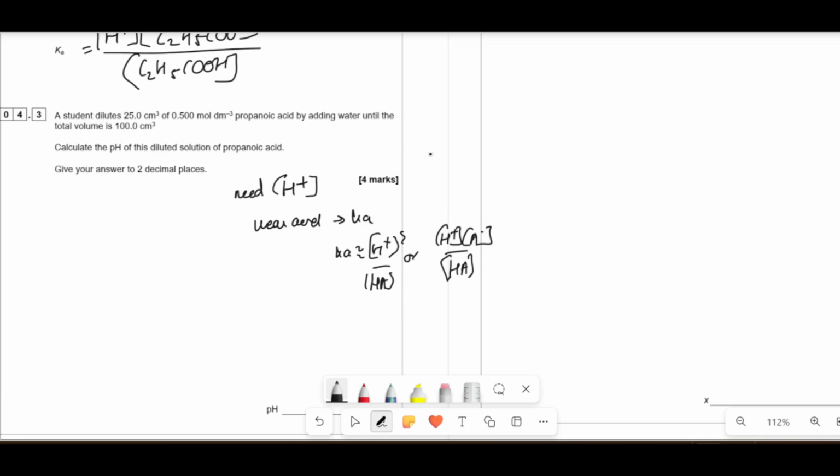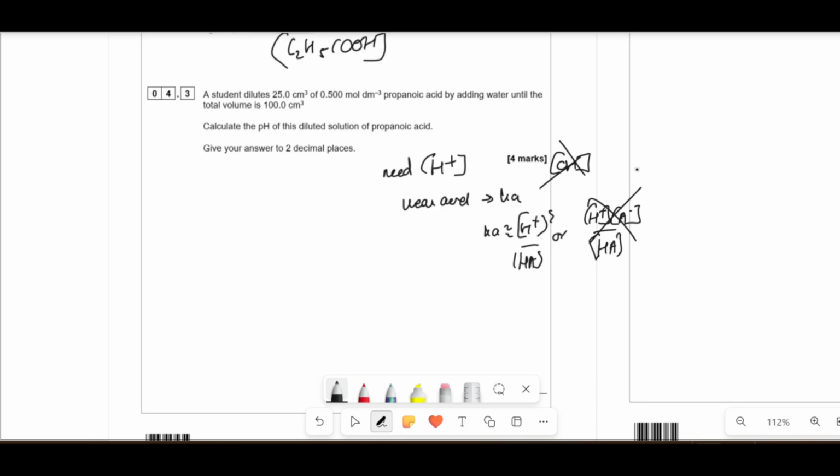Is there any salt in this? No. No salt. If you see OH in the formulas, like Kw, then it means there's base in it. No base. So the one we're going to have to use is this. The problem, though, is that they've now added water and tweaked the concentration. So we need to figure out what's changed.